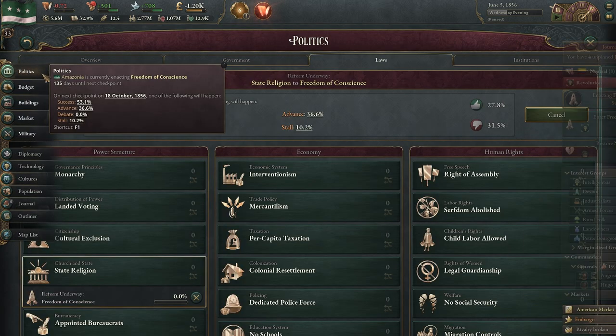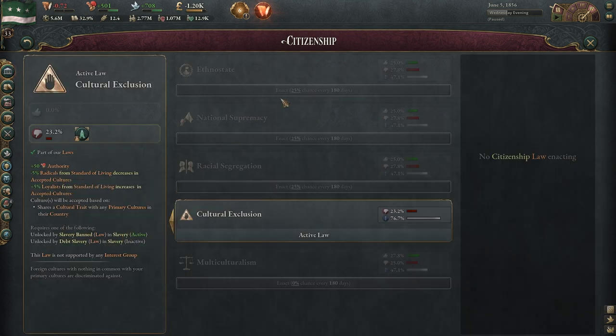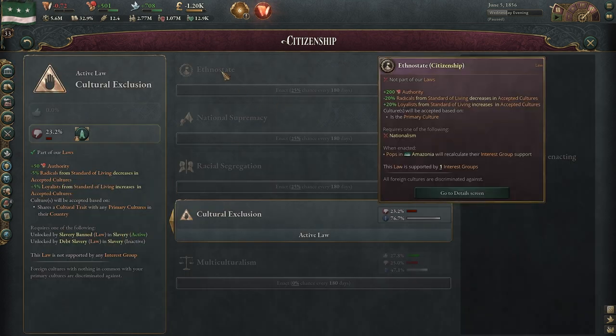So this ethnostate is not going to really help us in that regard, right? Because it's only for accepted cultures. So keep that in mind.